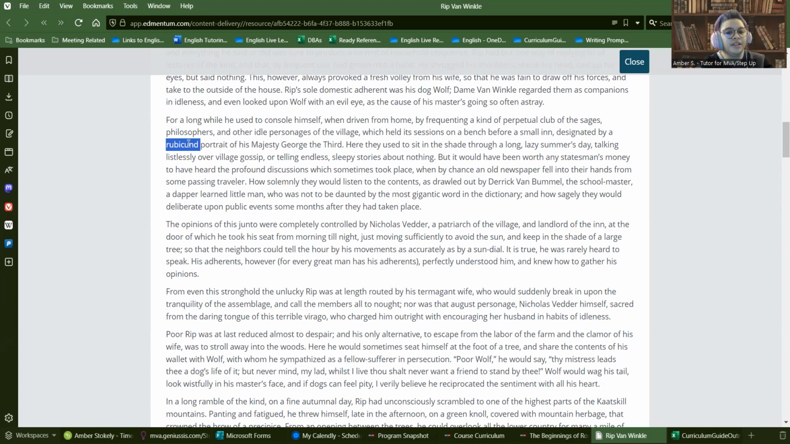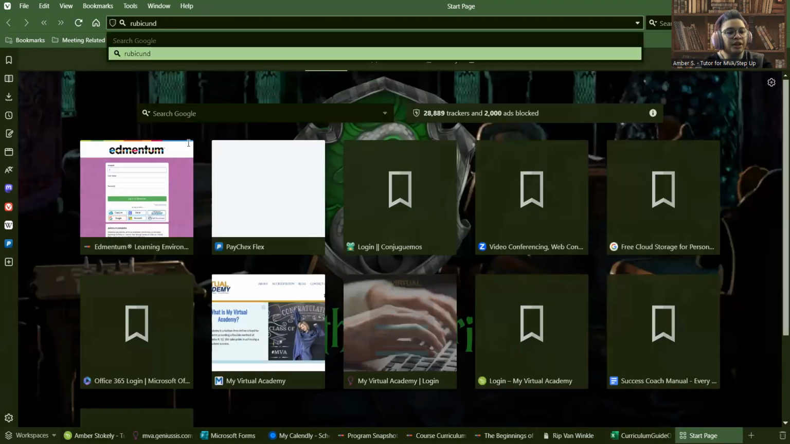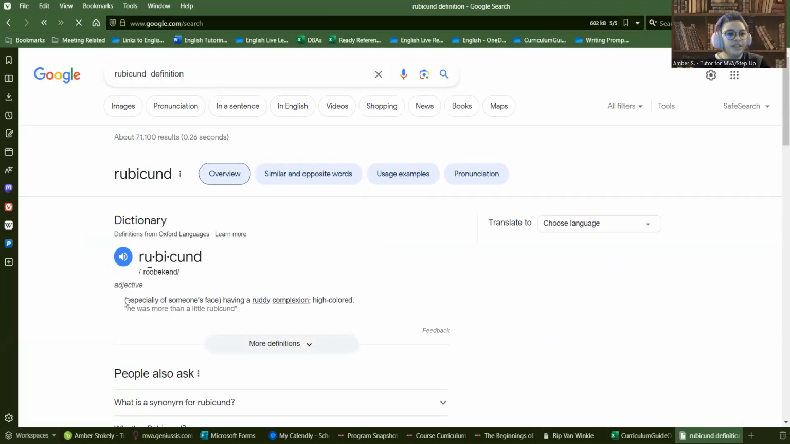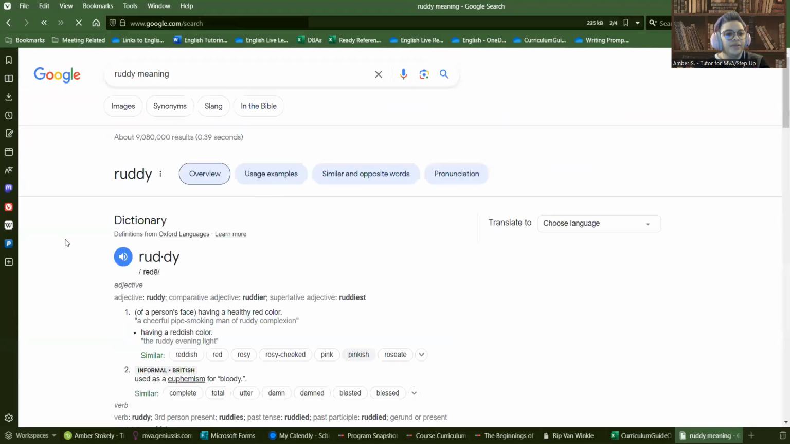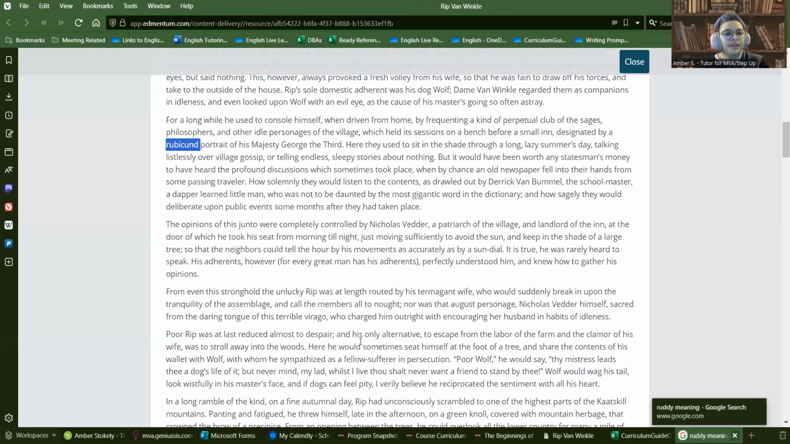So rubicund is a word that we don't see often at all. So we're going to take a moment to look that up. Hopefully I can spell definition correct this time. Here we go. Yes, so rubicund is especially of someone's face having a ruddy complexion, high colored. So basically ruddy, we can get that definition here, is having a red color. So it's someone whose face is very red. So they're saying that His Majesty George III has a red face, basically.